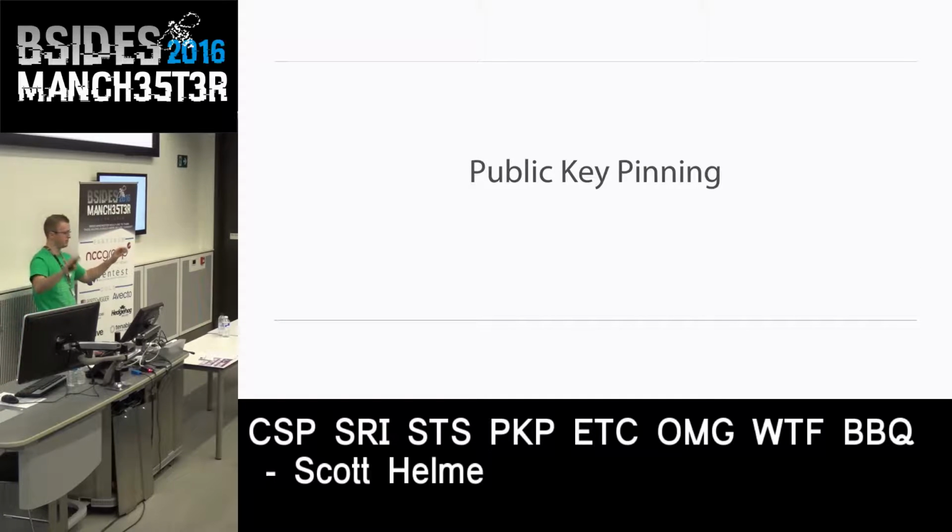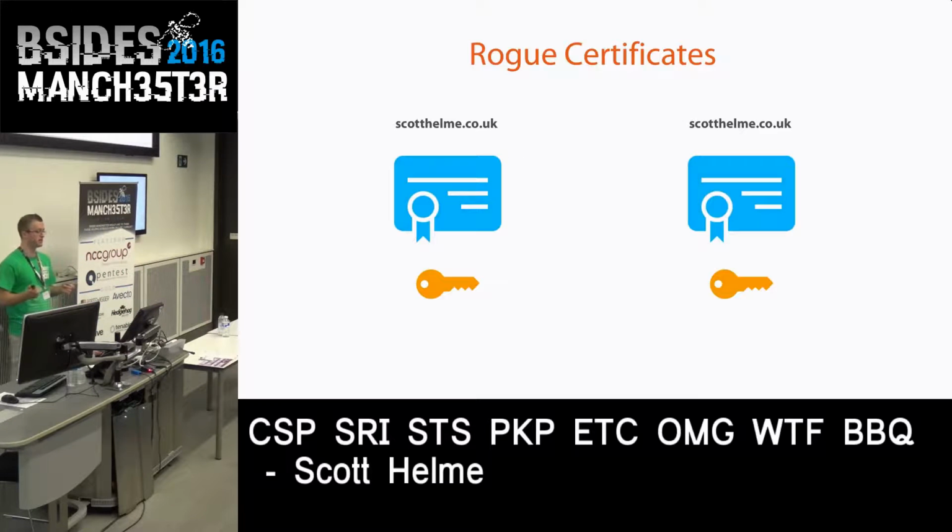So that was a very brief overview of CSP. The next acronym up was PKP, which is public key pinning. This is another HTTP response header still. And PKP helps us with the ability to combat something called rogue certificates.